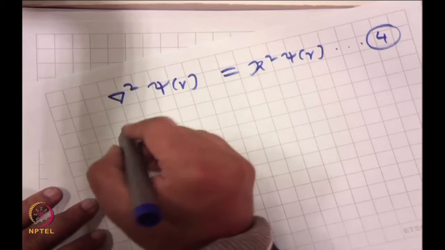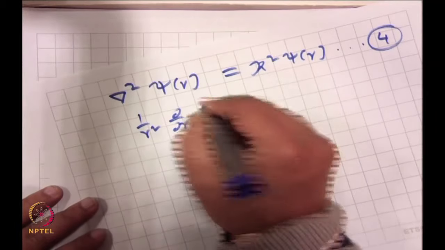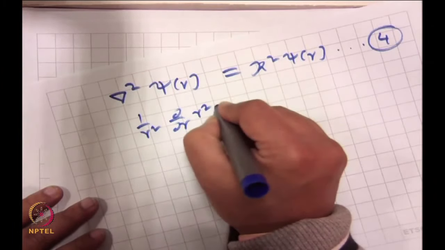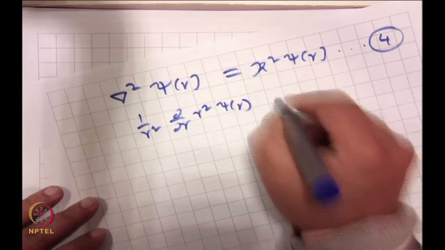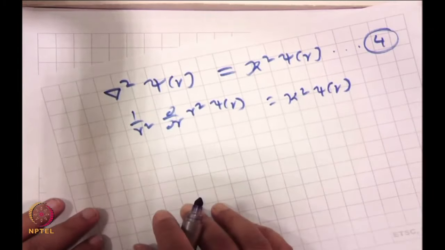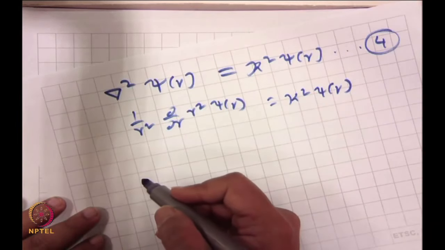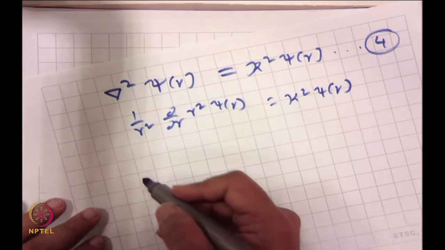So, del square, this I can write as 1 by r square del of del r, r square, then psi of r is equal to kappa square psi of r. So, I am putting the expression of del square in now, right. See, we have to know this.